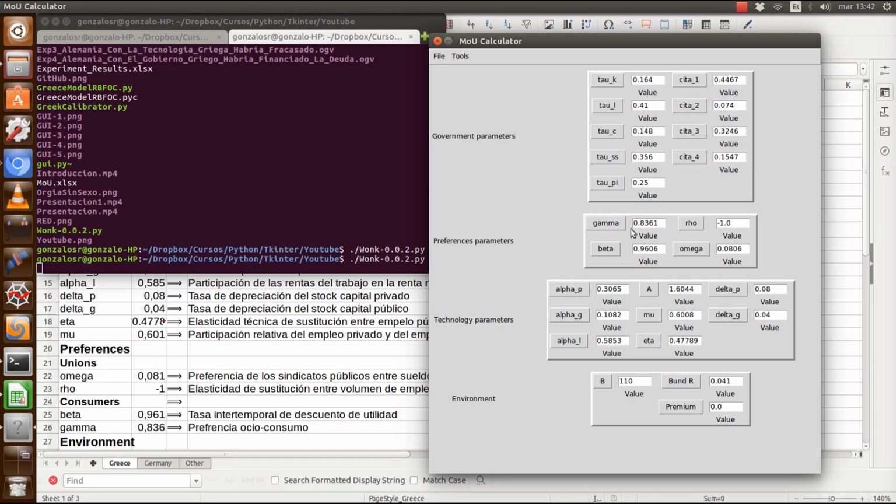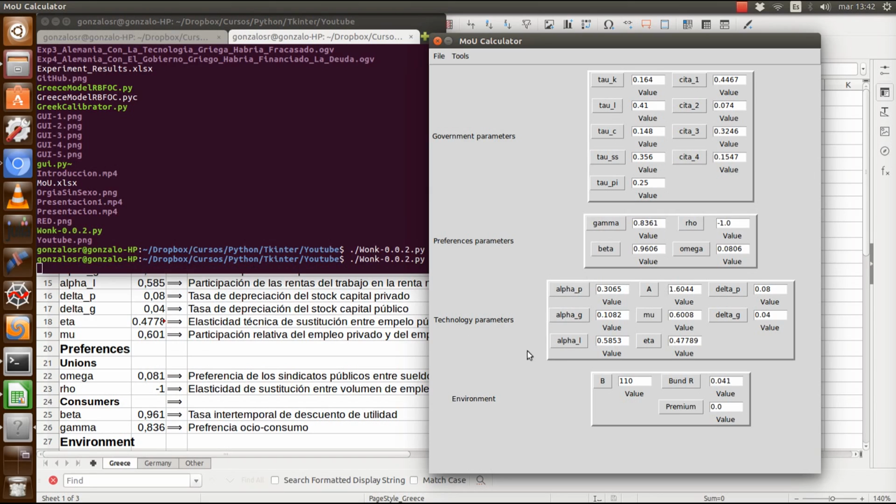In the preference parameters, this panel is divided in two. Gamma and beta are the values for the consumer. Beta is the discount for utility, and gamma is the preference for consumption over leisure. And these two other parameters are the parameters for the unions. The public sector is assumed to be unionized, and these unions have to decide how to allocate the wage bill allocated by the government into wages and employment. So these parameters just control that, in order to get the values observed for Greece in the good times.